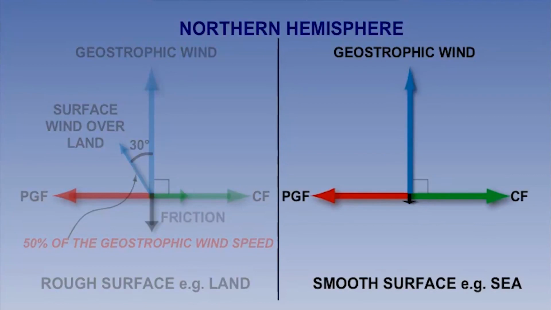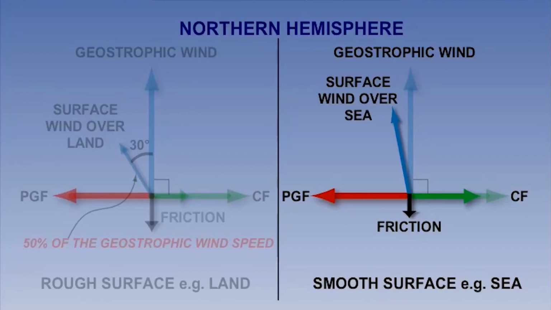Looking at the diagram on the right for a smooth surface, we would expect less friction and less of a reduction in the surface wind speed. So the Coriolis force will be reduced, but not as much as we saw for a rough surface like the land. The difference between the forces is not as much, and therefore the angular deflection much less. The surface wind is a lot closer to geostrophic than over the land.